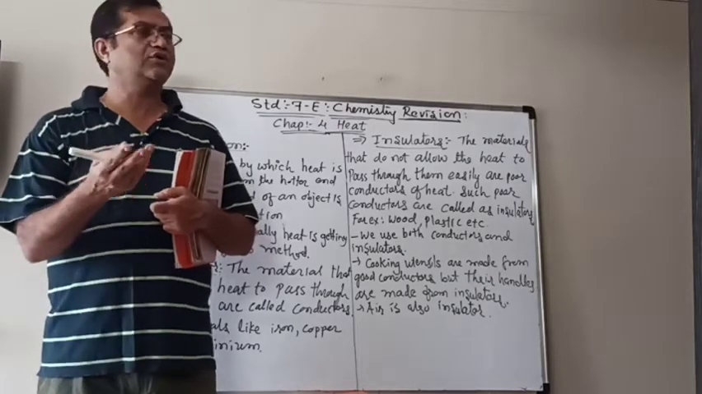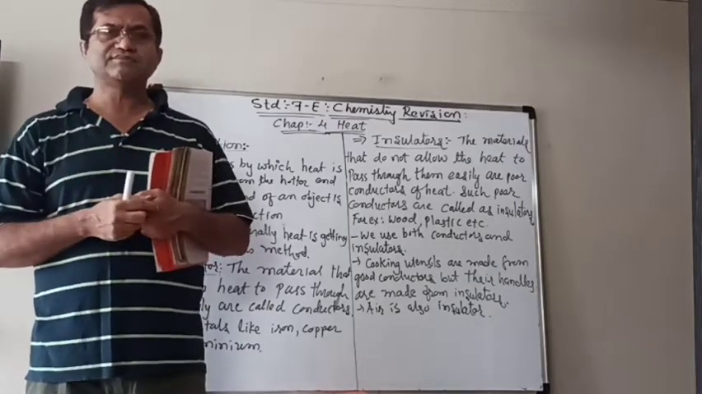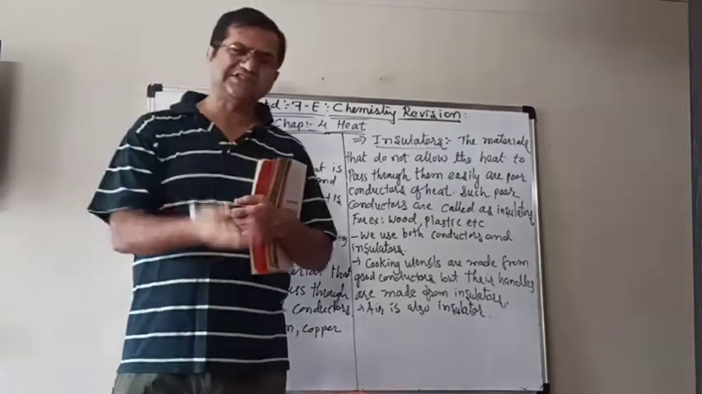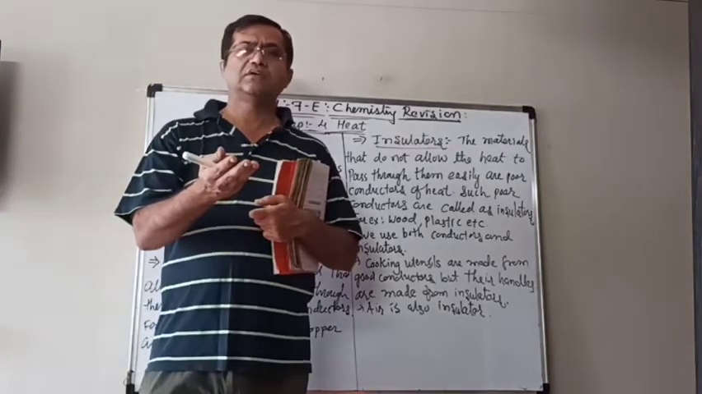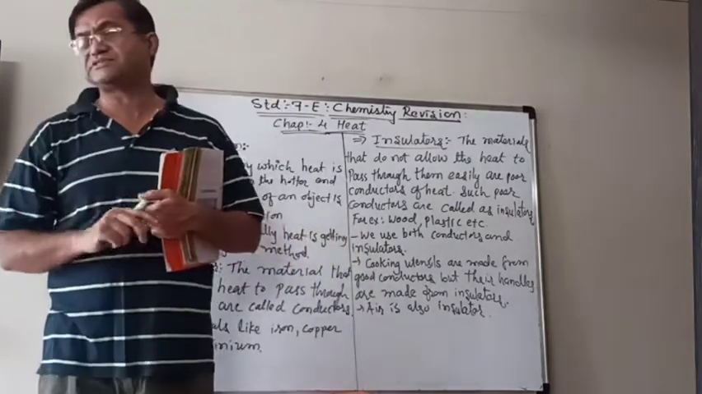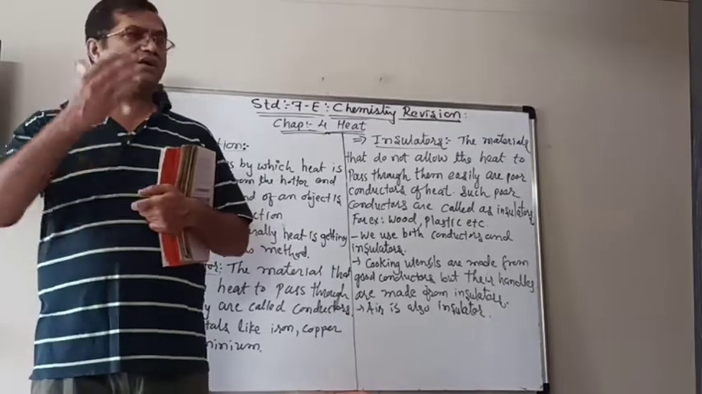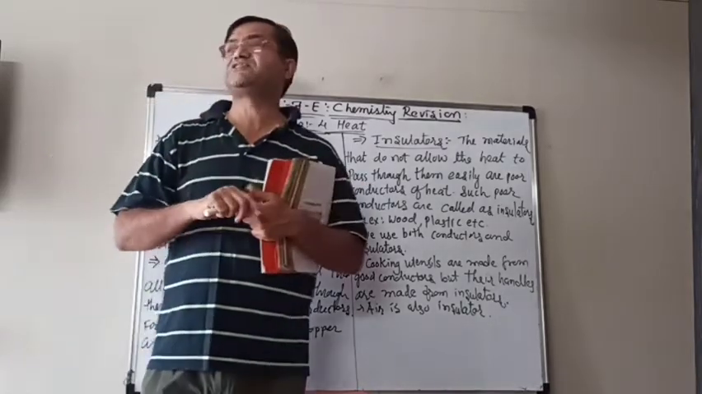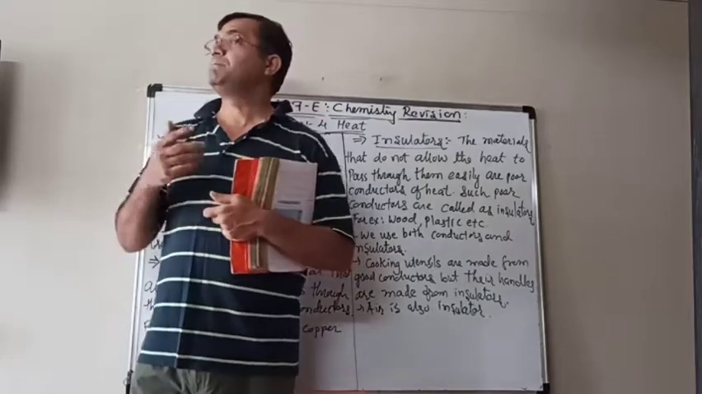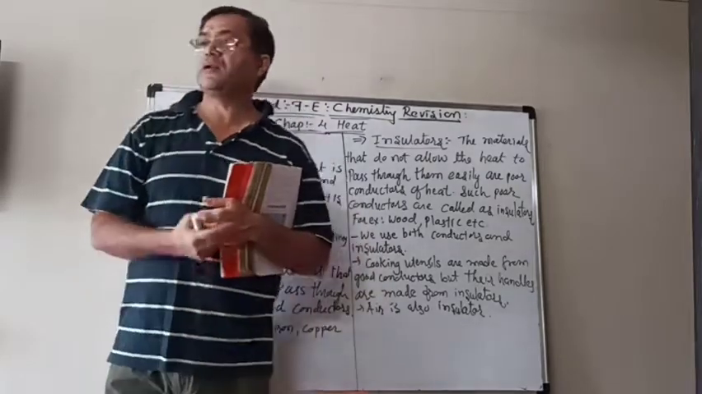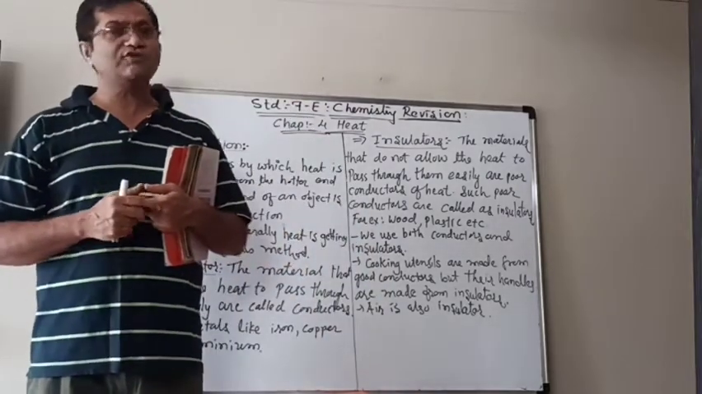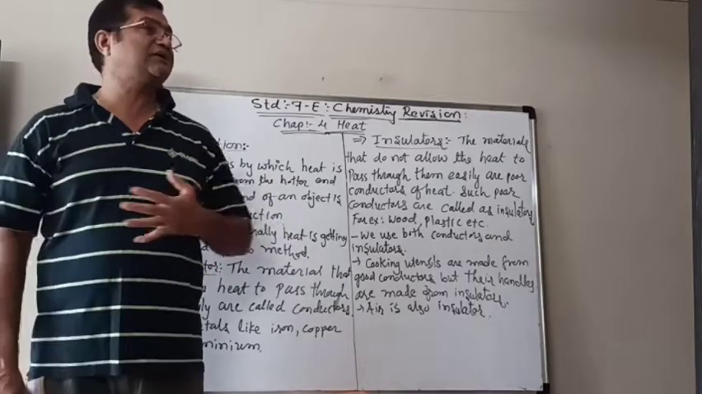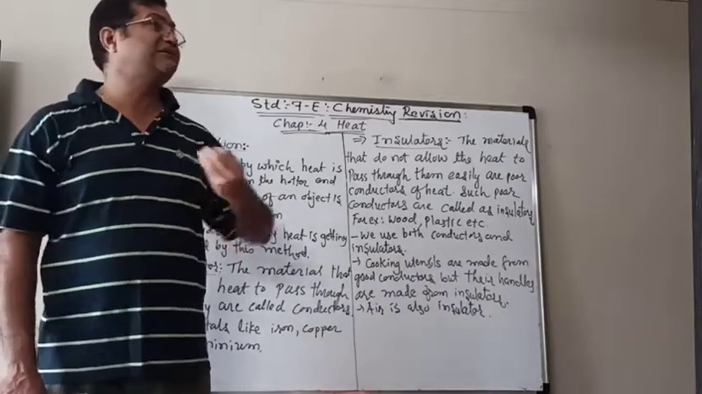Generally the cooking utensils are made of metals like aluminium or steel, etc. And the handles of the cooker or other cooking pots are made of plastic or wood, etc. So we use both types of materials in our daily life.